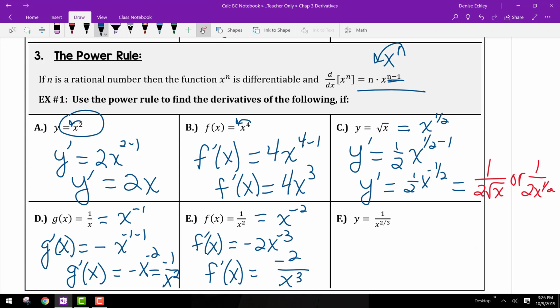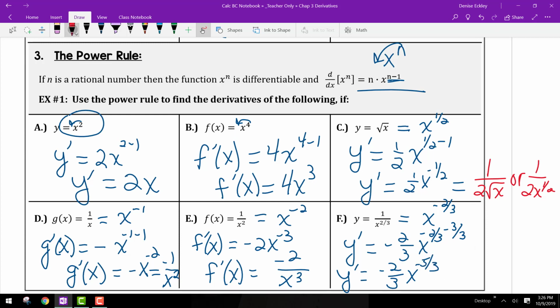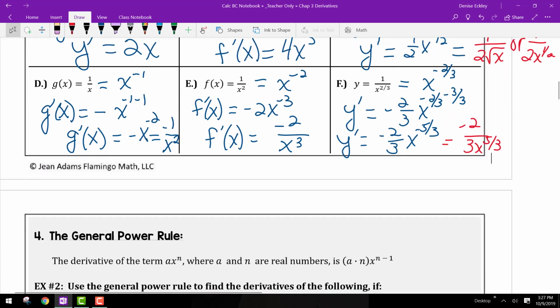And that goes for fractional exponents too. Remember, this is x to the negative 2/3. So when we subtract 1, we're going to be subtracting 3/3. So we're going to get negative 2/3 x to the negative 2/3 minus 1, which would be negative 3/3. So this is y prime equals negative 2/3 x to the negative 5/3. So our final answer is going to be negative 2 over 3x to the 5/3. Now you don't have to write that one in radical form because it wasn't given that way anyway.